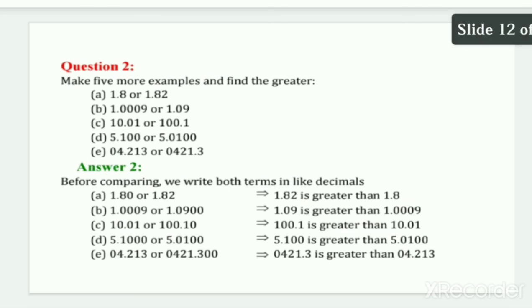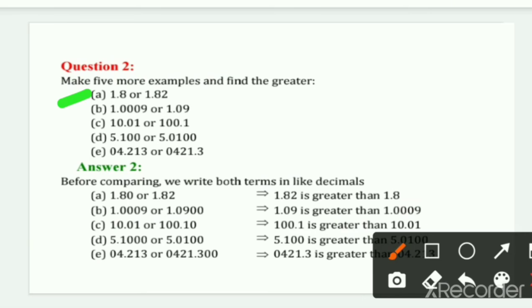Now moving to the last question of this exercise. Make 5 more examples and find the greater. Okay, you have to compare both the numbers whatever is given, right? So we have the first one, that is 1.8 or 1.82. So which one will be the greater one? Here we have answers 1.80 or 1.82. We have 1.82 is greater than 1.8.